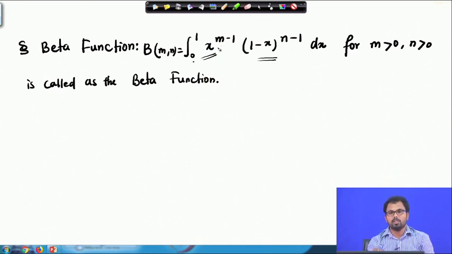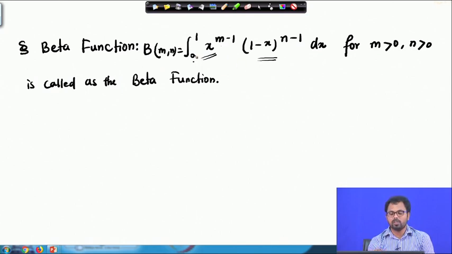So, for both m and n less than 1, at the points x equals 0 and x equals 1, we have points of infinite discontinuity. So, beta mn is an improper integral. Now, in order to show its convergence, we will follow the steps we did in the case of the gamma function, and we can show that this beta function is convergent.